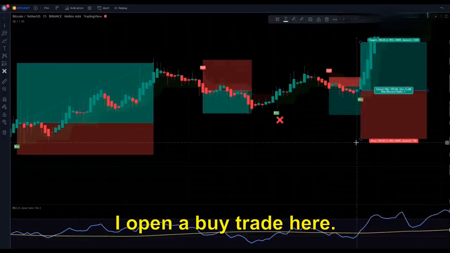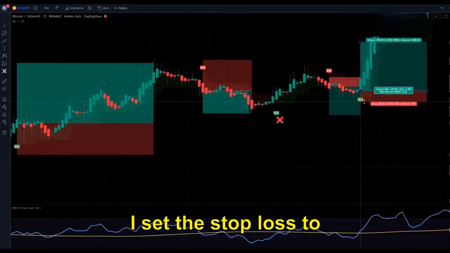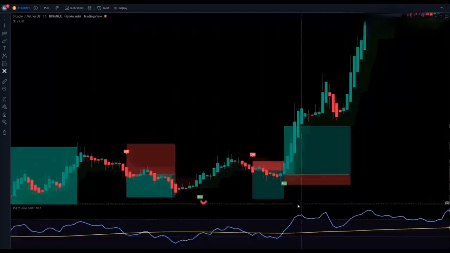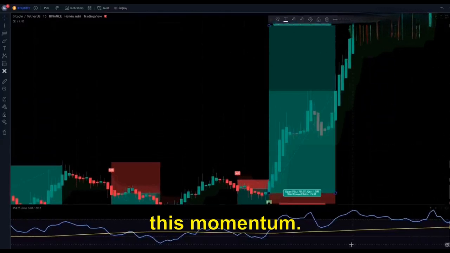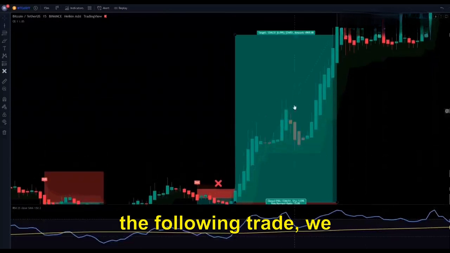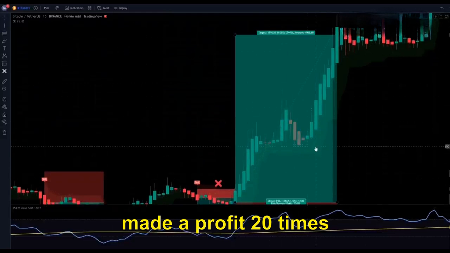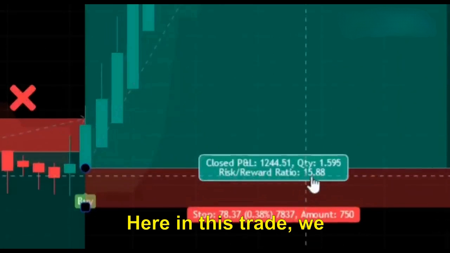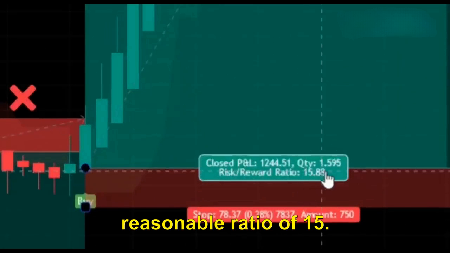I open a buy trade here. I set the stop loss to here. Then I follow the trade till the end of this momentum. So we had a small loss over here, but after that in the following trade we made a profit 20 times the loss. Here in this trade, we have reached a risk-reward ratio of 15.